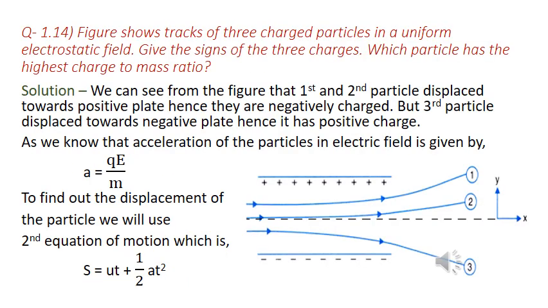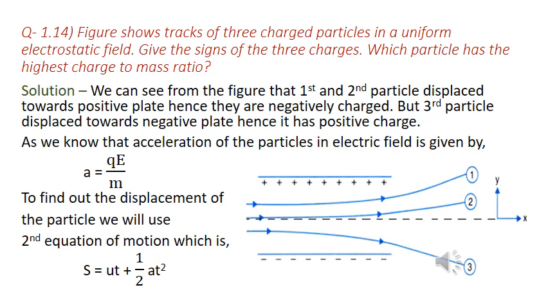Question number 1.14. The figure shows the track of three charged particles in a uniform electrostatic field. Give the signs of the three charges. Which particle has the highest charge to mass ratio? In this question, it is given that there are three charged particles in a uniform electric field, and the path of these particles is shown in the figure. Firstly, we have to find out the sign of the three charges, and then which charged particle has the highest charge to mass ratio.